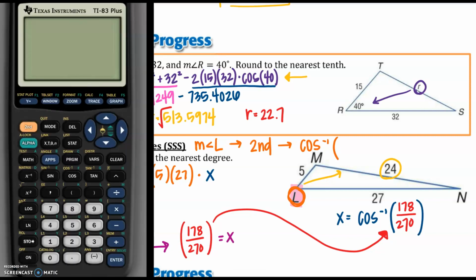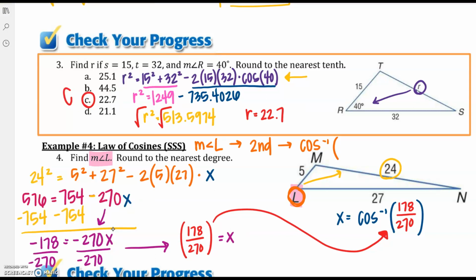All right, so just as a reminder, when you get in that calculator, here we go. So inverse cosine of 178 divided by 270. You can reduce that fraction before you put it in your calculator, or you can just let your calculator do the work. So I get 48.75. X equals 48.75, which rounds to, I'm rounding to the nearest degree, so the measure of angle L is going to equal 49 degrees.